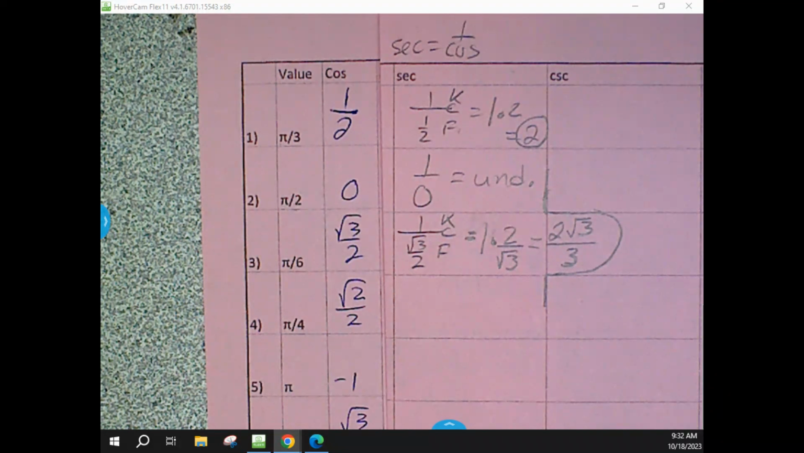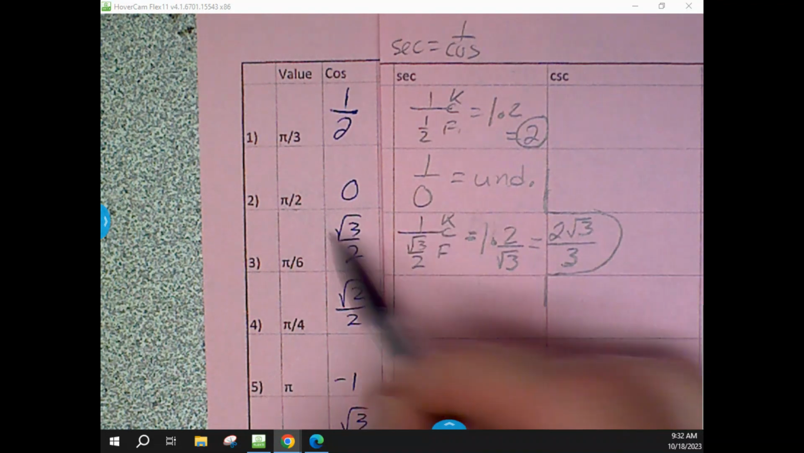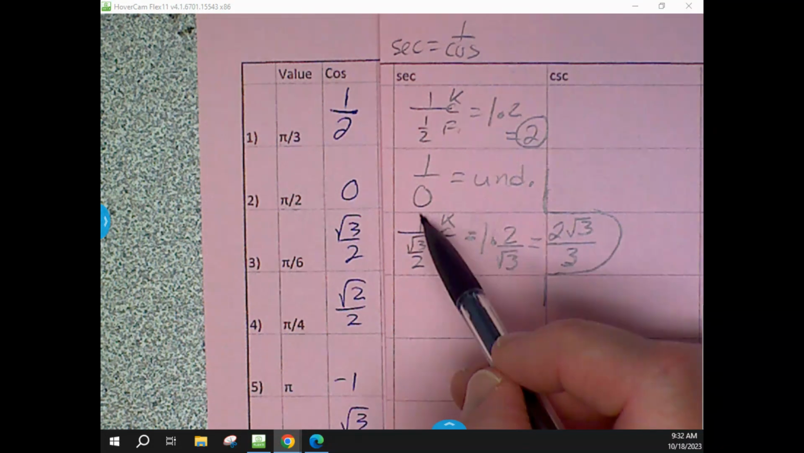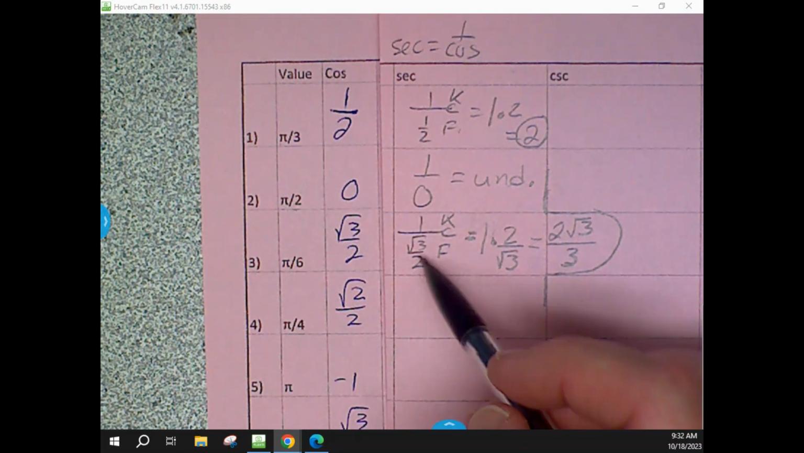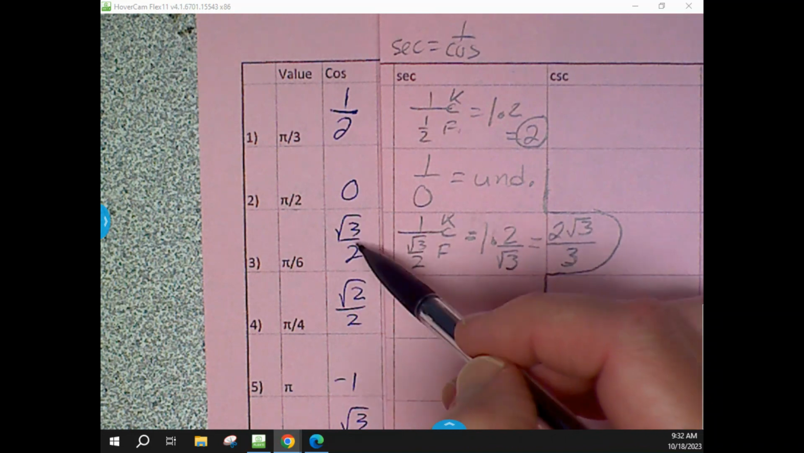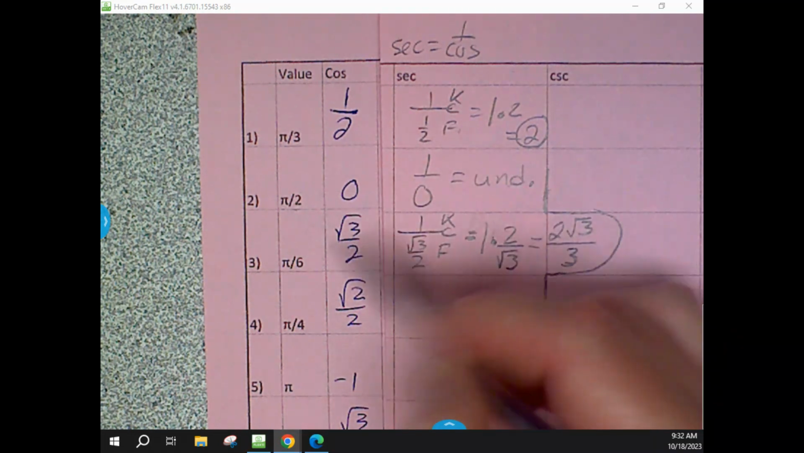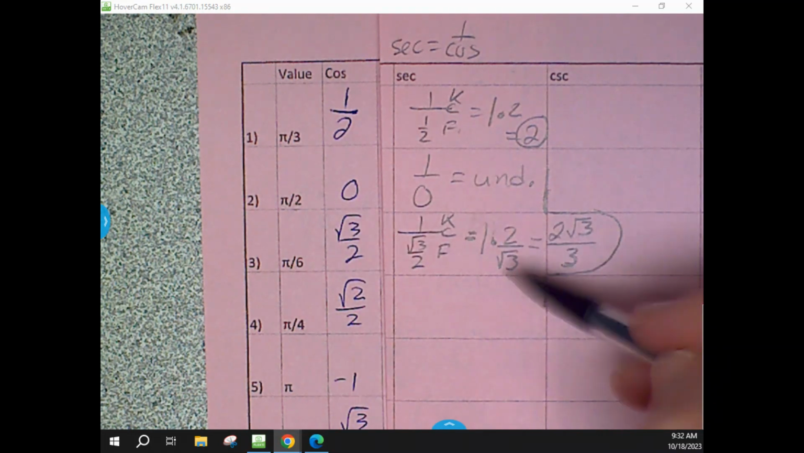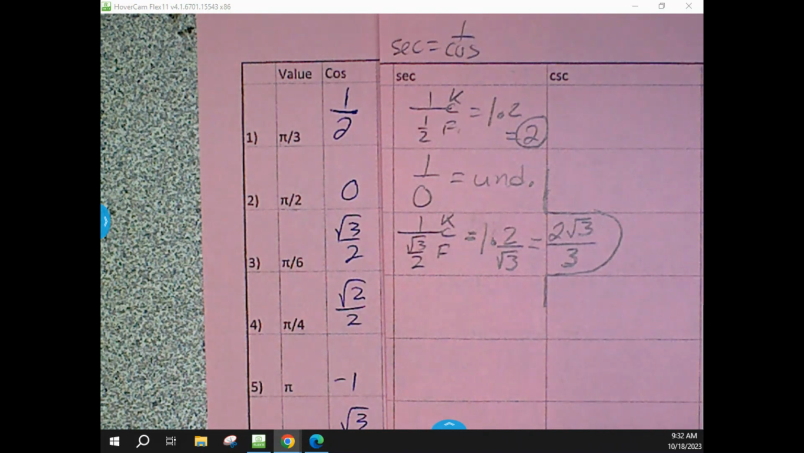All right, everybody okay with what we did there? Because again, secant, it's 1 over the cosine value. So that's 1 over square root of 3 over 2. And again, kind of good thing is on this, all you're going to do is take the cosine value you got and just flip it upside down. If you need to rationalize it, you rationalize it. If you don't, then it's not a big deal.